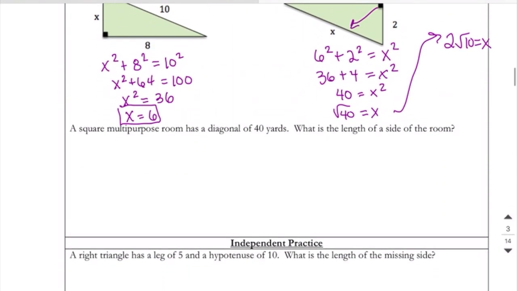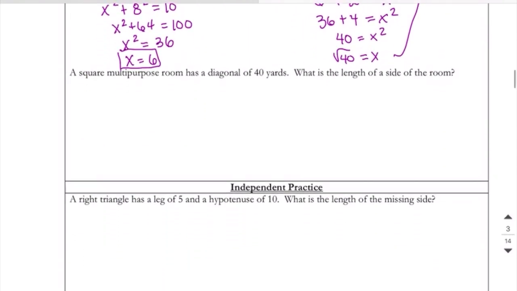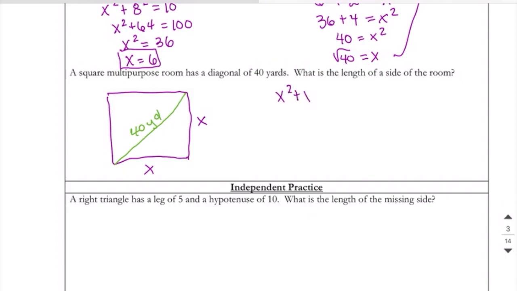Okay. On this next example down here, they're talking about a multi-purpose room that is a square. So if we have a square room, and they say the diagonal of the room, so this length here connecting the corners, is 40 yards, and they want the side length of the room. Since it's a square, we know that the side lengths are the same. So when we set up the Pythagorean theorem, we can set up x squared plus x squared equals 40 squared.